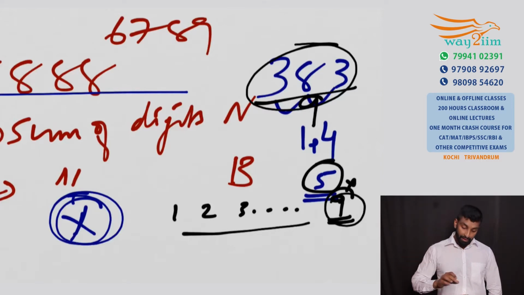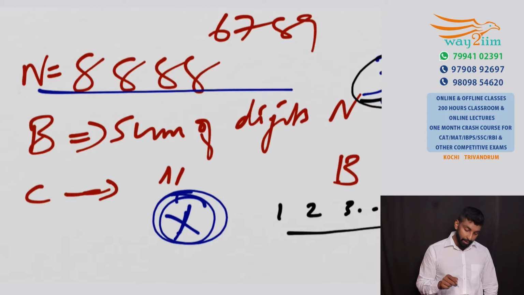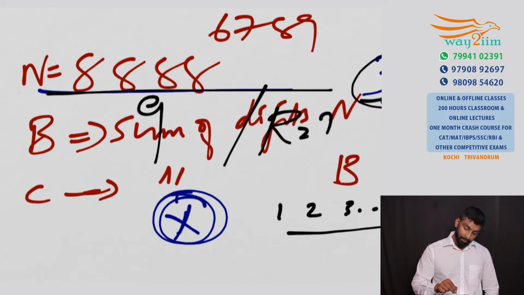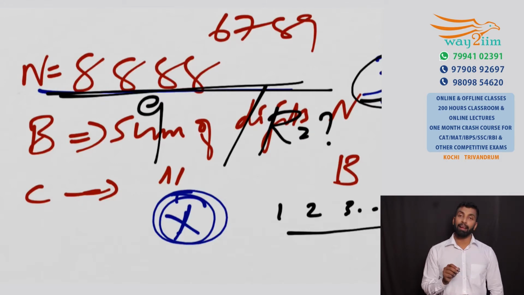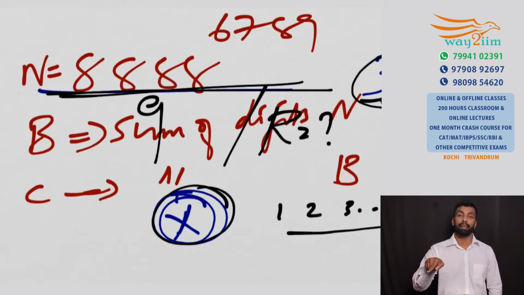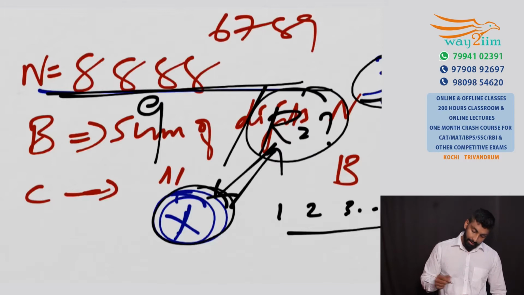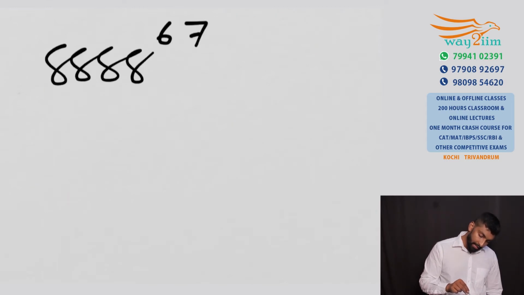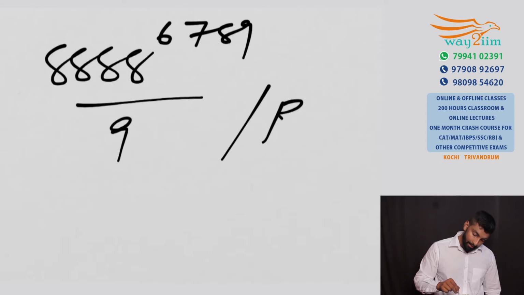If that is the case, I can change my question like this. This bigger number divided by 9, what will be the remainder? That will be the sum of digits till you get a single digit, right? So that single digit will be the remainder. So if you know the remainder, you can write this as the answer because both are one and the same. So my question will become 8888 raised to 6789 divided by 9, what is the remainder?